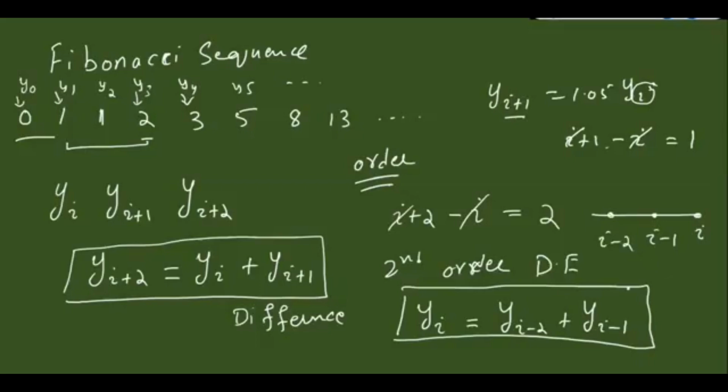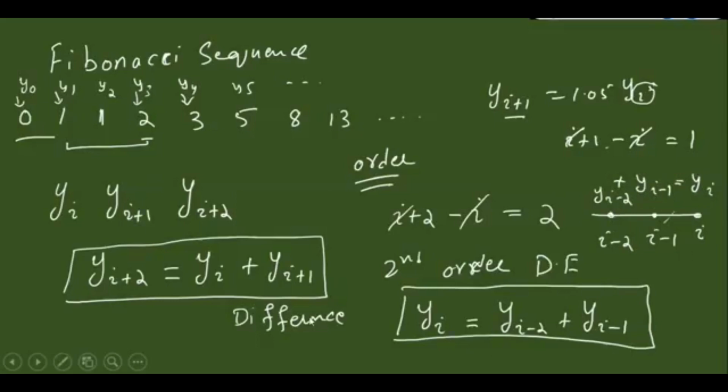So what can we say? What is this relation saying? If the associated values are yi, yi minus 1 and yi minus 2, then what this is saying is that yi is the sum of yi minus 1 plus yi minus 2. So this means that this is exactly similar to the Fibonacci sequence, because this third value is obtained by the sum of the last two values.